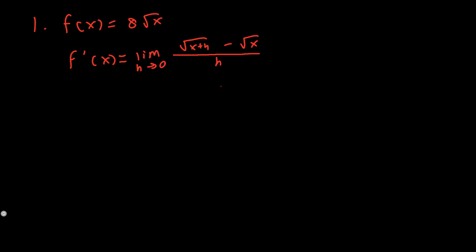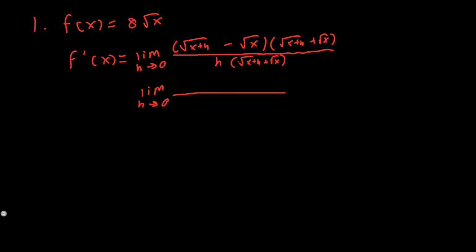Here, since it is all multiplied by 8, I will just have the 8 included later on. What I'm going to do is multiply by the conjugate. So that means that I'm going to multiply this by the square root of x plus h plus root x, and then over root x plus h plus root x. And by doing this, we get the limit as h approaches 0, and the numerator is simply going to be x plus h minus x.